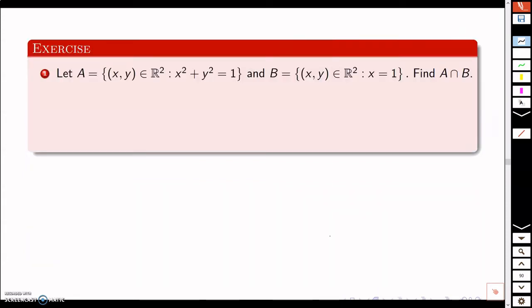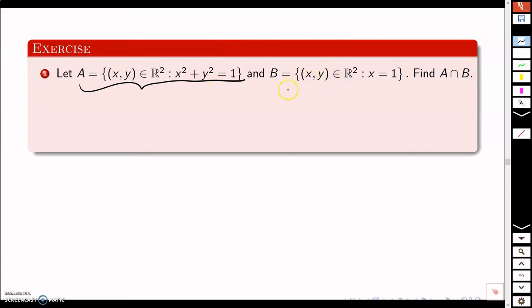Look at these two sets. The set capital A is defined to be the set of all ordered pairs (x, y) in R2, in your xy plane, such that x squared plus y squared equals 1, and B is the set of all ordered pairs (x, y) in R2 such that x is equal to 1. So can you all identify this set A? It is the collection of all ordered pairs which satisfy this equation, and this is the equation of the unit circle around the origin, right?